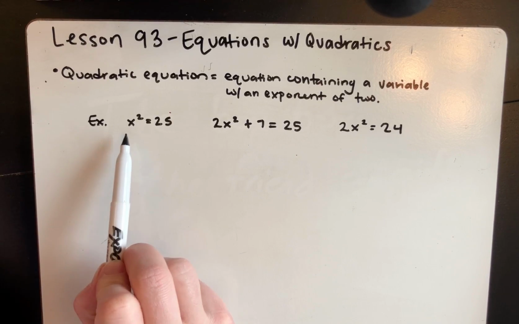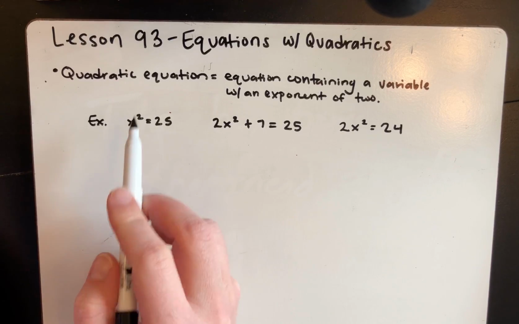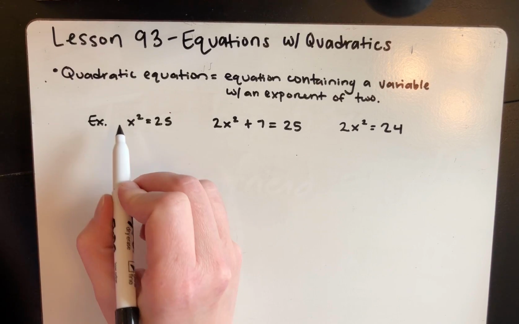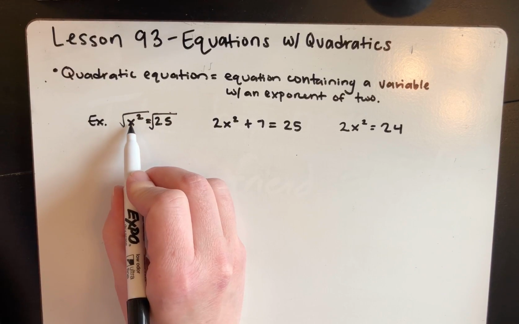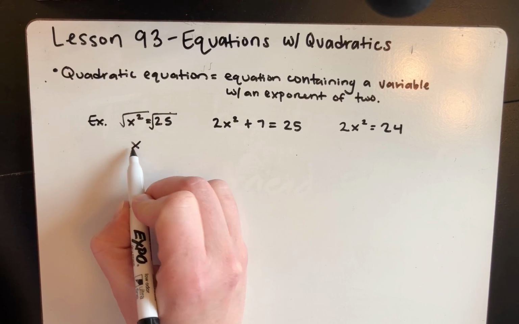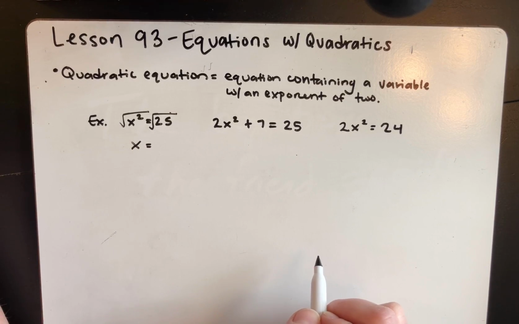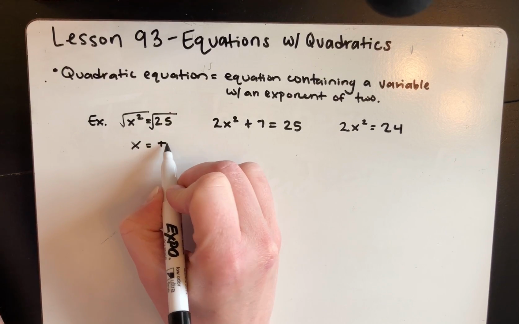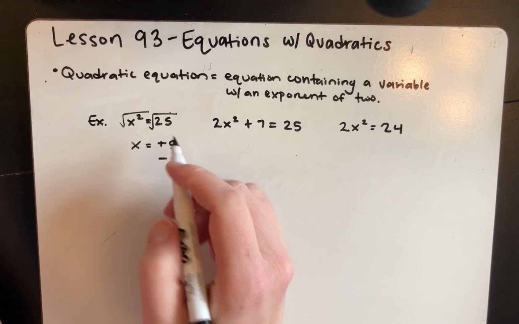So here's an example, x squared equals 25. How would I solve for this? Well, the opposite of squaring something is to take the square root of both sides. So the square root of x squared is x, and the square root of 25 is actually two answers. So it can be plus 5, or it could be minus 5.